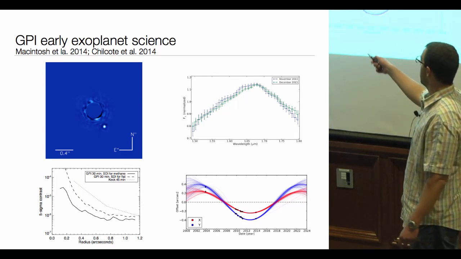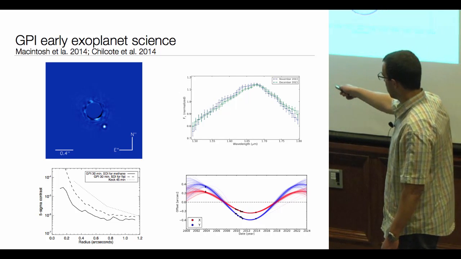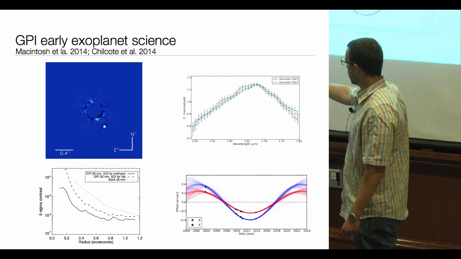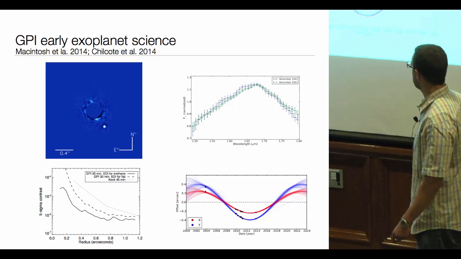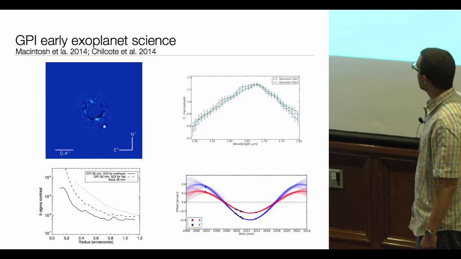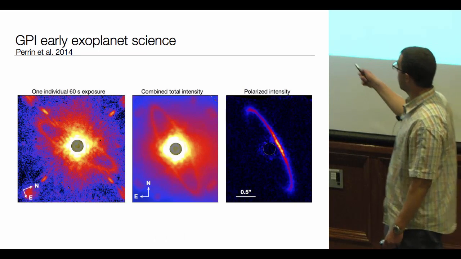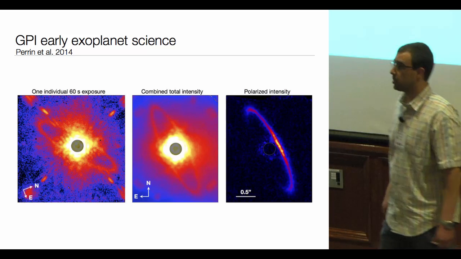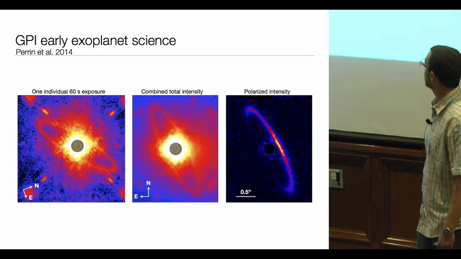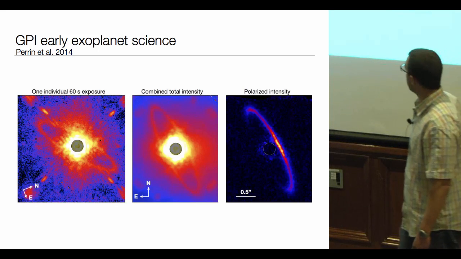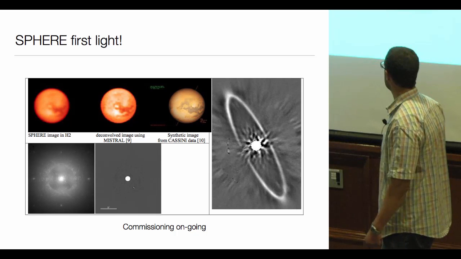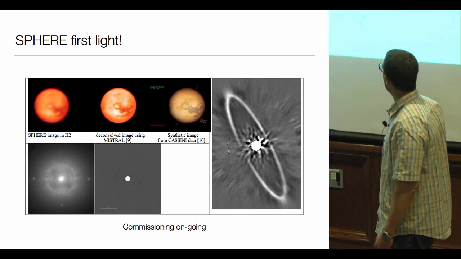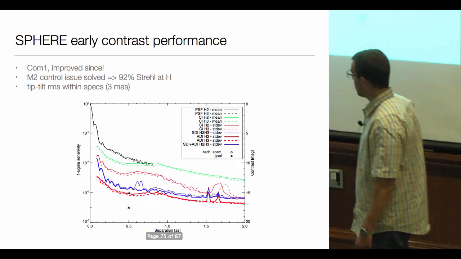So Beta Pictoris b, excellent contrast curves, approaching 10^-6, 5 sigma at 0.5 arcsecond, which is excellent. Another result from GPI, excellent paper by Marshall Perrin, published just a couple of weeks ago. SPHERE had its first light in May. We had a lot of fun at the telescope. It's still ongoing. Contrast results are preliminary here.